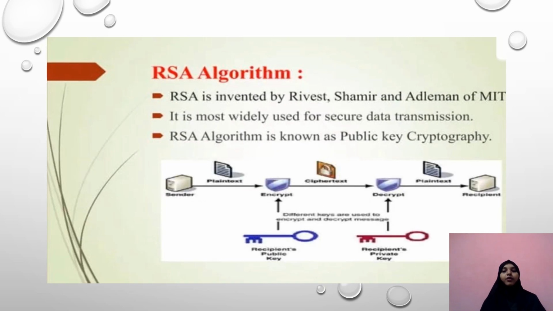Now let's move on to the RSA algorithm. RSA was invented by Rivest, Shamir and Adleman of MIT. It is most widely used for secure data transmission. The RSA algorithm is a public key cryptography. Here we have a sender, and the plain text is encrypted into ciphertext, and then it is decrypted and sent to the recipient.